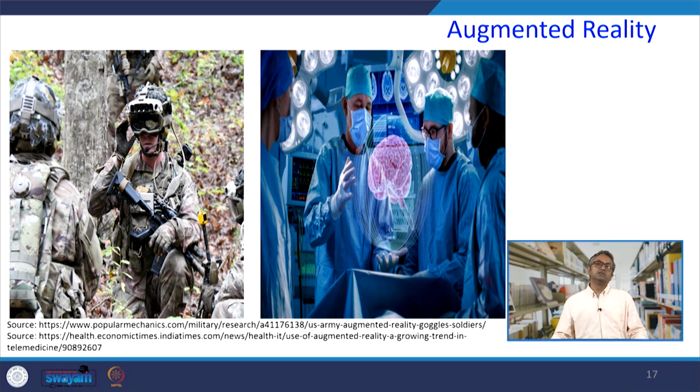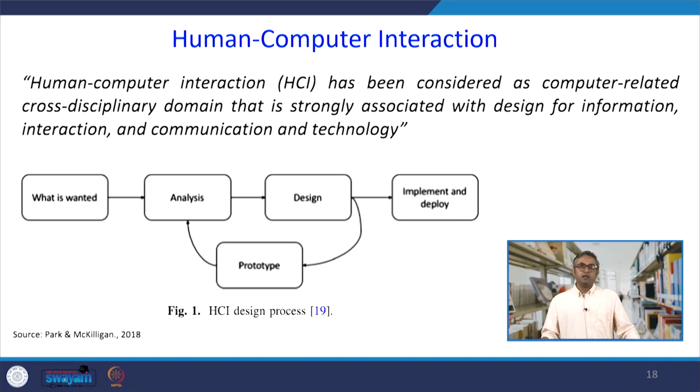Similarly, astronauts are being trained how well they can execute a task under microgravity or zero gravity in space. Now, if we come to the definition of human computer interaction, we see that it's a cross-disciplinary domain, which is strongly associated with the design of information, design of interaction, design of communication and technology. How is this communication happening, how is the information there?